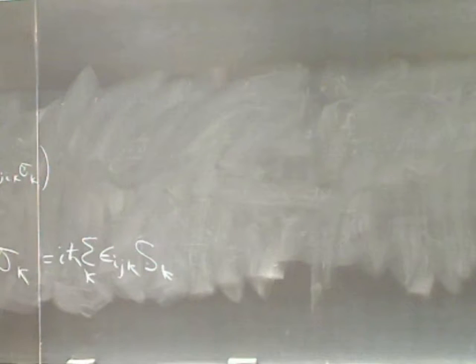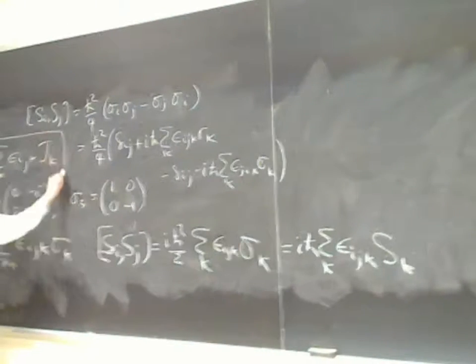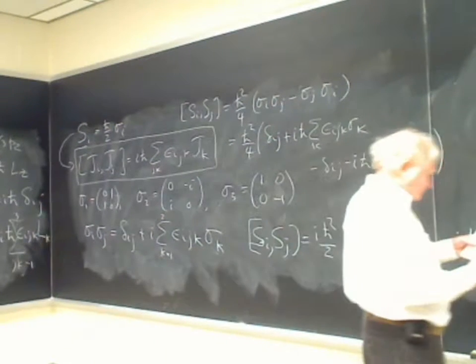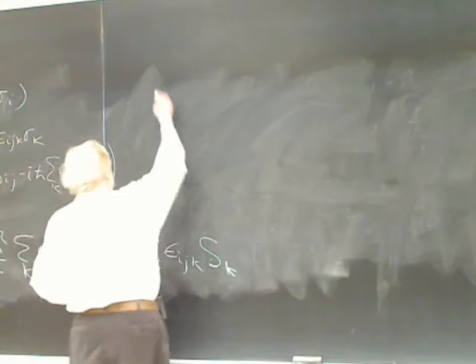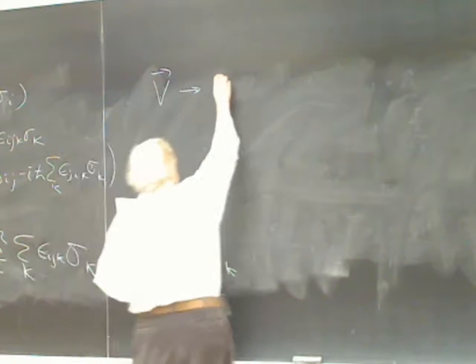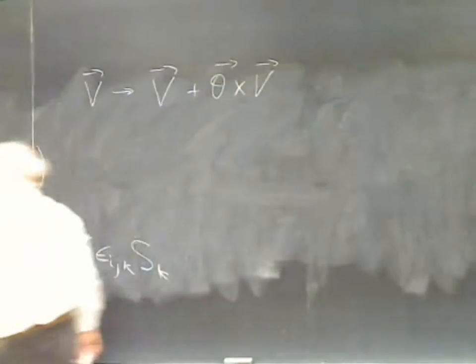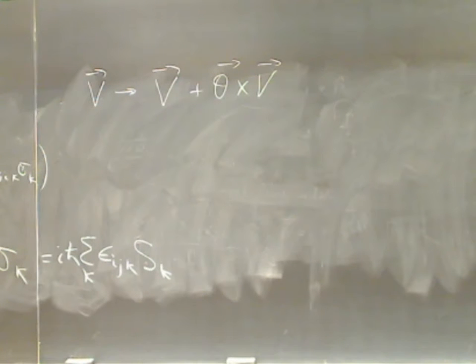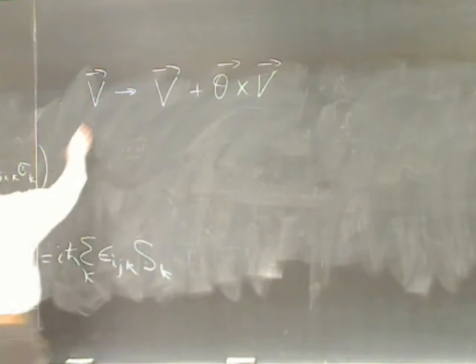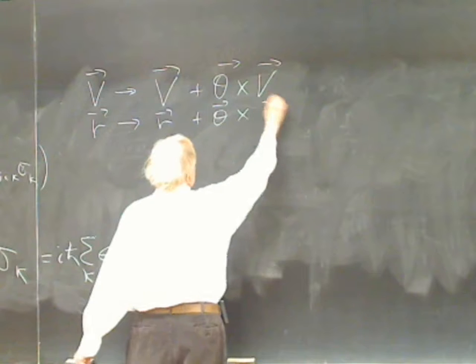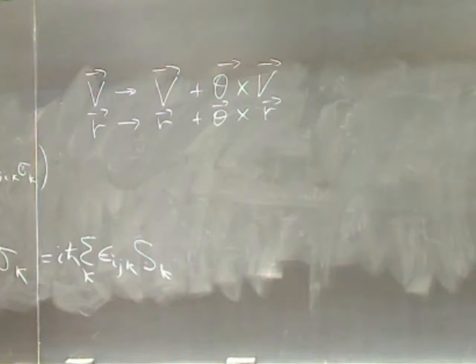Okay, so this is the general commutation relation for angular momenta. These J's are all Hermitian operators. And now, what do we call a vector? What we call a vector is something that under a small rotation behaves like a position operator. In other words, the change in the position operator, delta r, was theta cross r. So this is like r. That's delta r. So that's what we mean by a vector.